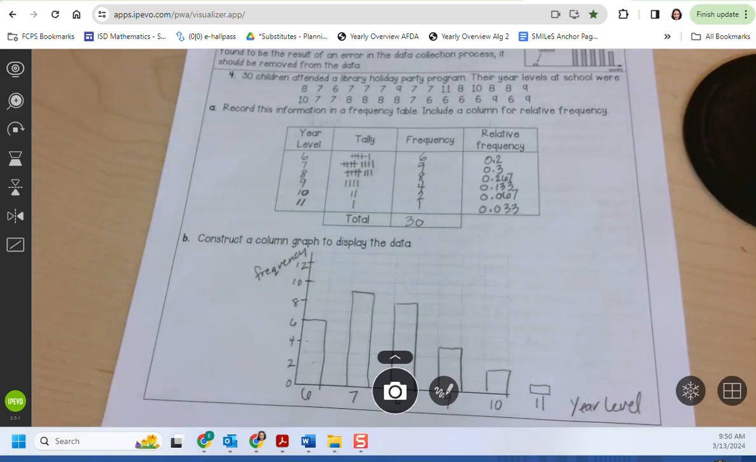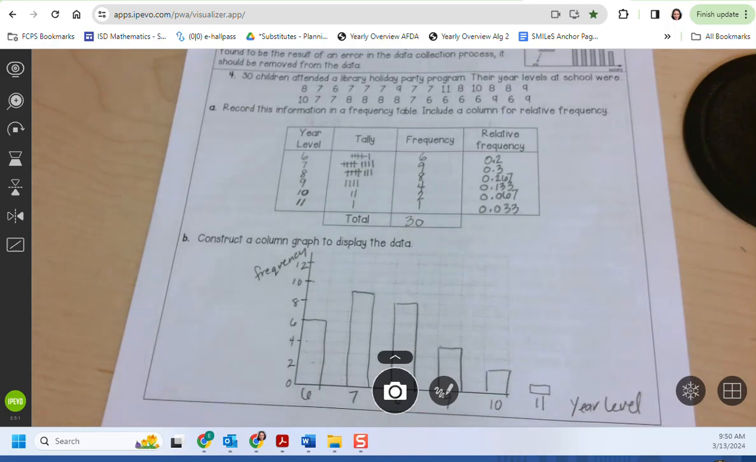Okay, so in this one we're talking about the library holiday party program. And this is their year levels at school. And we're going to make first the frequency chart. It's frozen, so you can't see the answers. Does it have to be spread apart, or can it be like next to each other?